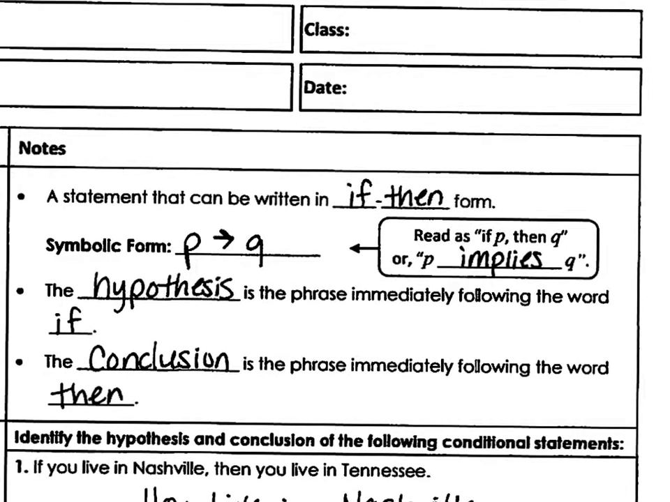So we symbolize this with P, then an arrow, and Q. And we read it as "if P, then Q," or we can read it as "P implies Q." The hypothesis is the phrase immediately following the word "if." The conclusion is the phrase immediately following the word "then."